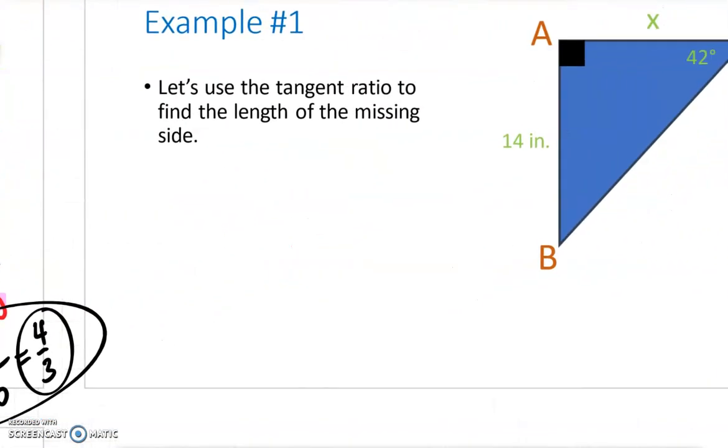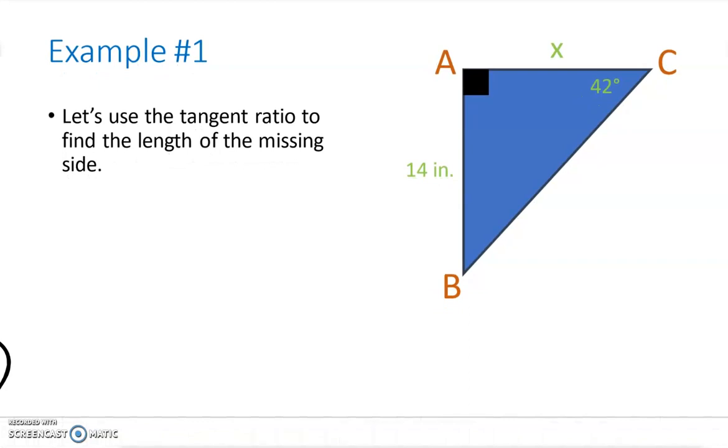Moving right along, skip a line. Please pause the video, copy down the entire example ahead of time. Make sure you have it down, and let's solve it. Okay, now that you have it written down, it says let's use the tangent ratio to find the length of the missing side. So let's look at the angle that they are giving us, right?